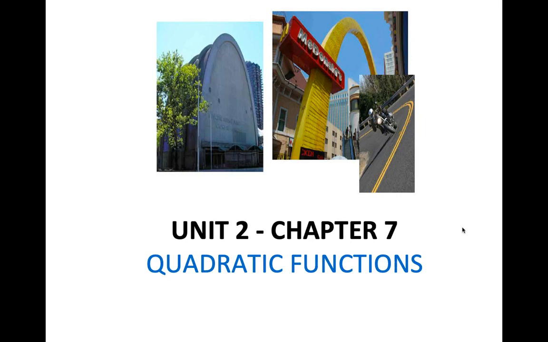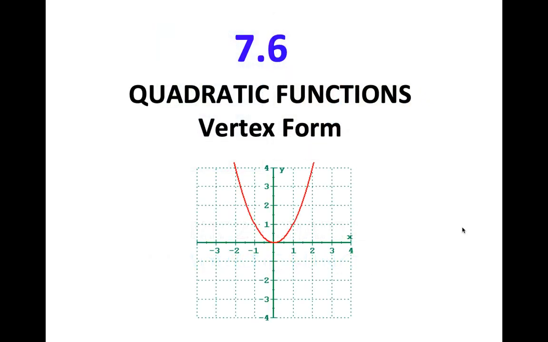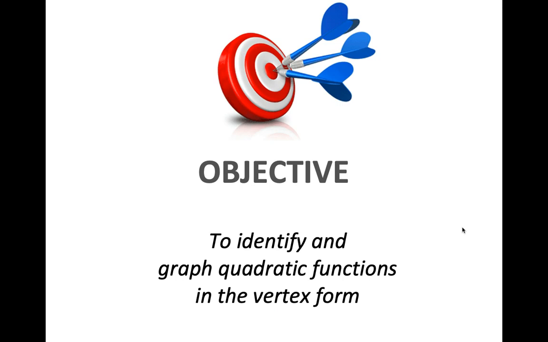In this video, we're going to take a look at the next section in Unit 2, Chapter 7 on quadratic functions. We're going to be taking a look at Section 7.6, quadratic functions in the vertex form. Now, the objective of what we want to do is to make sure that you can identify a quadratic function and that you know how to graph it when it is presented to you in vertex form.